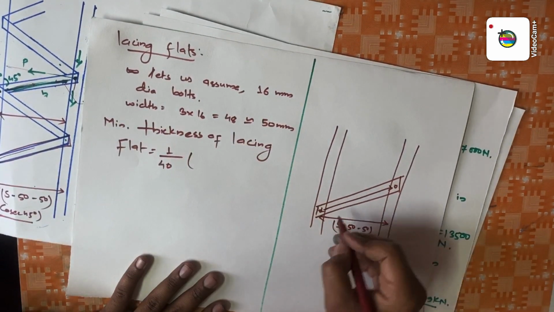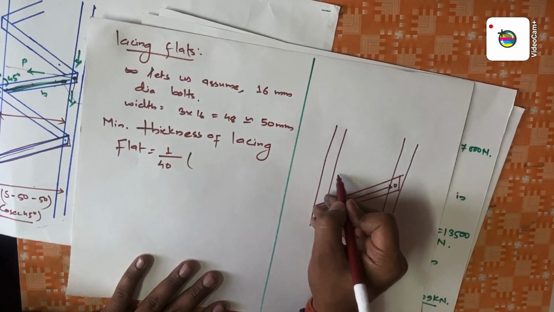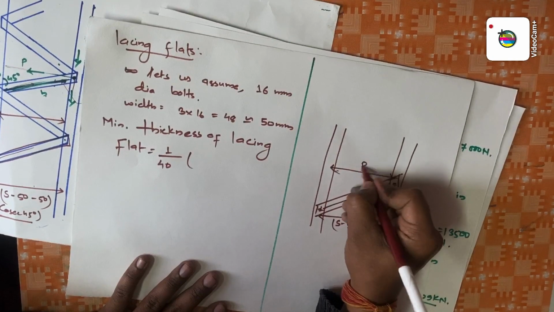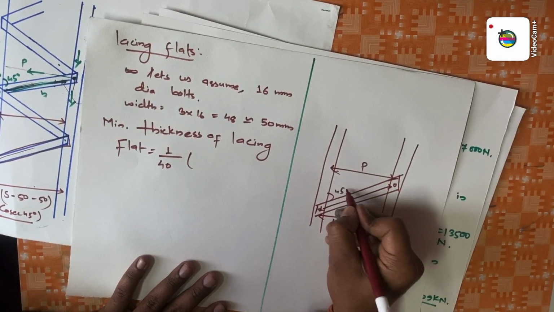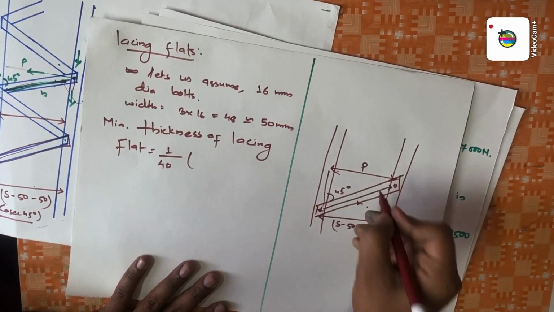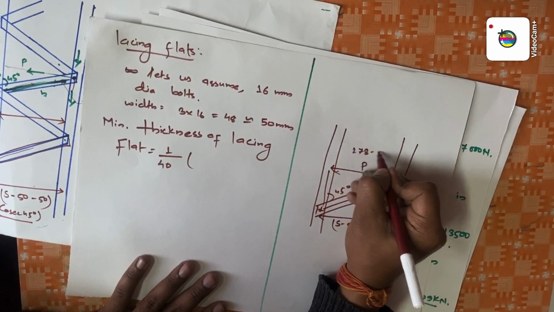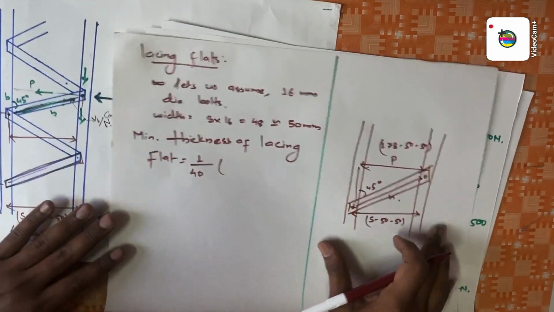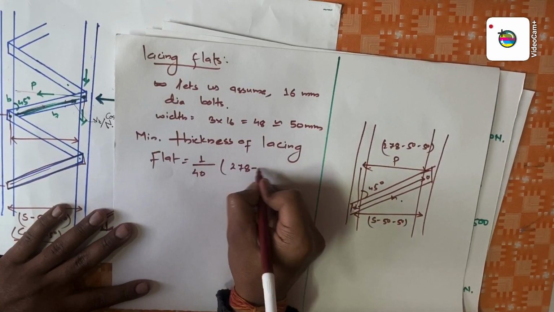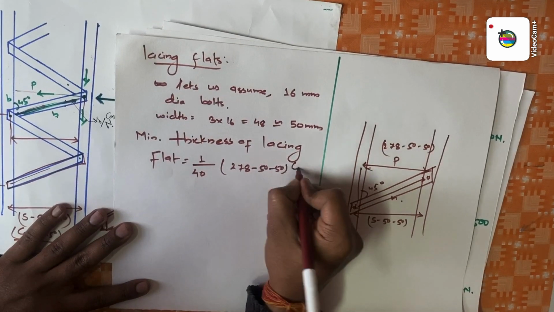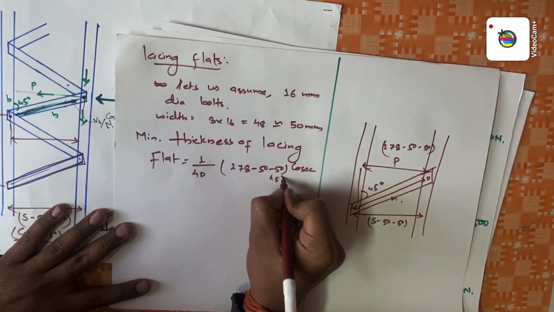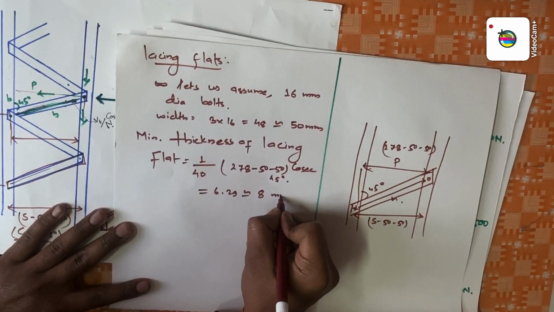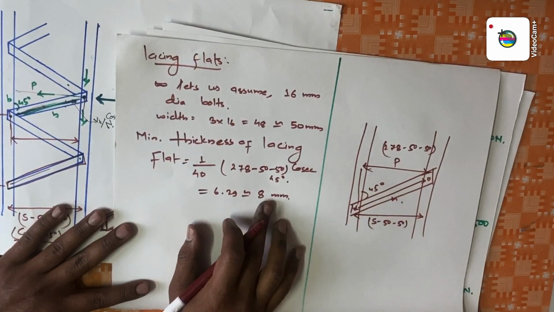If you convert this distance, you can go for a simple trigonometric calculation. This is your p, this is your 45 degree, and this is your h, and you know this value, that is 278 minus 50 minus 50. So h will be 278 minus 50 minus 50 cosec of 45 degree. So it is around 6.29, approximately 8 mm. So the minimum thickness for this flat is 8 mm.